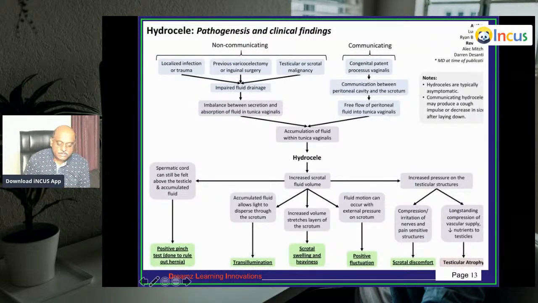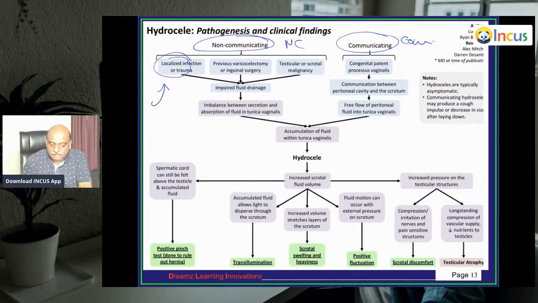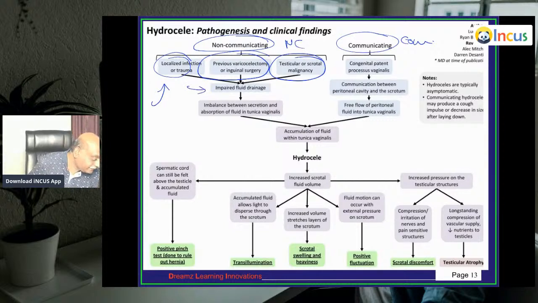So now let us go to hydrocele. Quick points about hydrocele. Hydrocele can be non-communicating or communicating. Non-communicating is because of a localized infection or trauma. Any previous varicocelectomy or inguinal surgery or any testicular or scrotal malignancy can lead to the collection of fluid, which is called hydrocele, that impedes the fluid drainage.